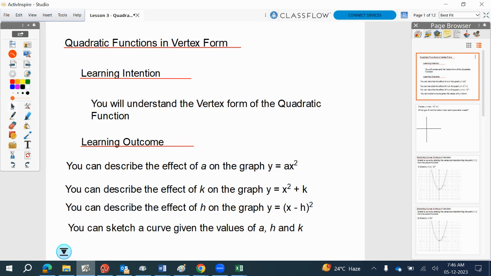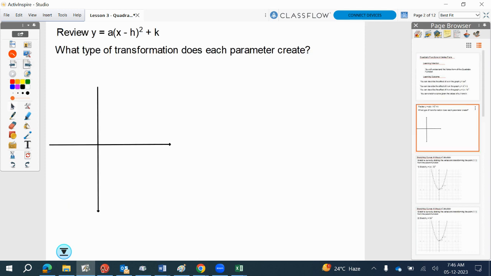Okay, just going through this, we're going to be looking at quadratic functions in vertex form. With quadratic functions in vertex form, what we need to do is review your previous lesson.